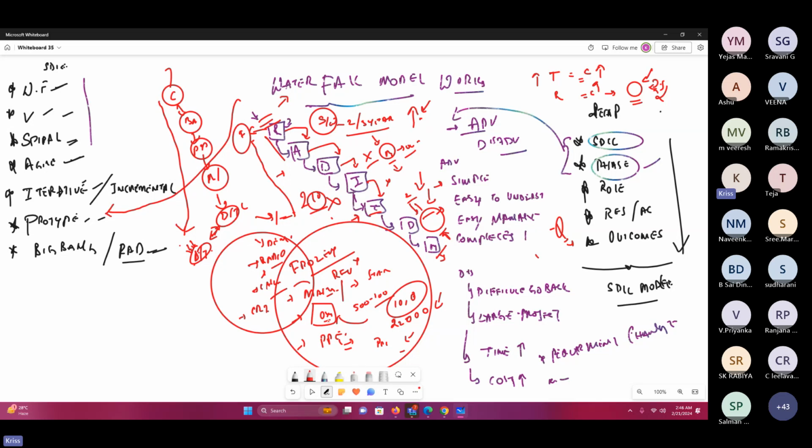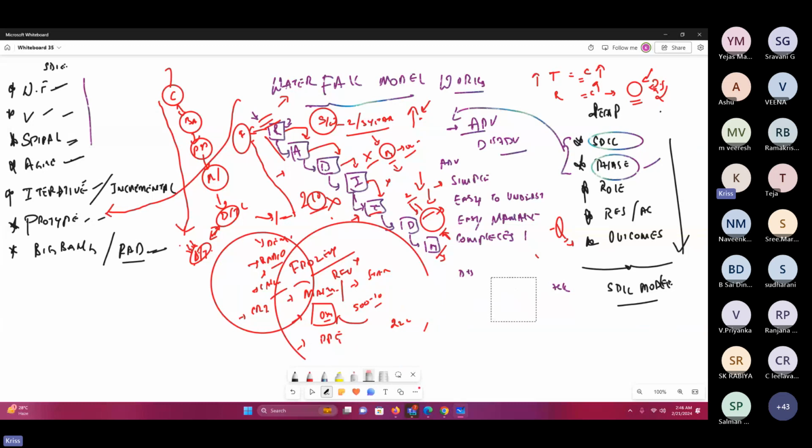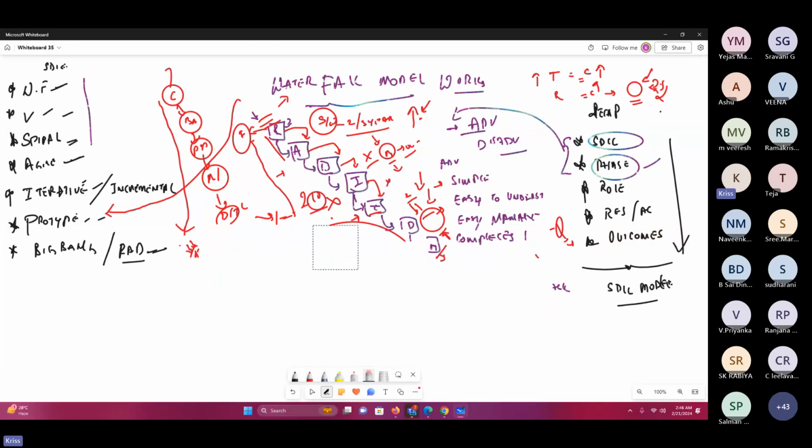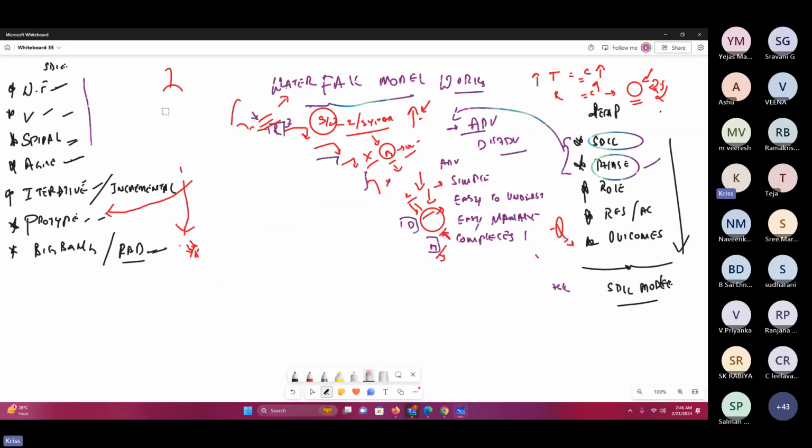Then the power of prototyping comes into the picture. What is prototyping? What is the prototype model? Now, we have discussed this waterfall model, right? Any questions on this waterfall model?